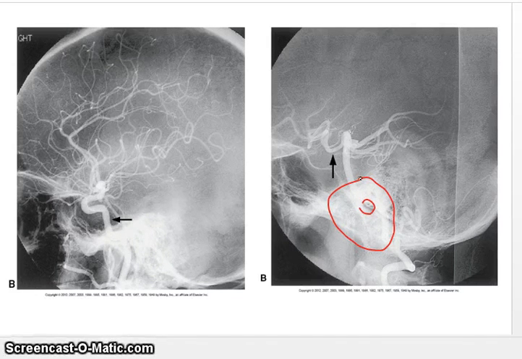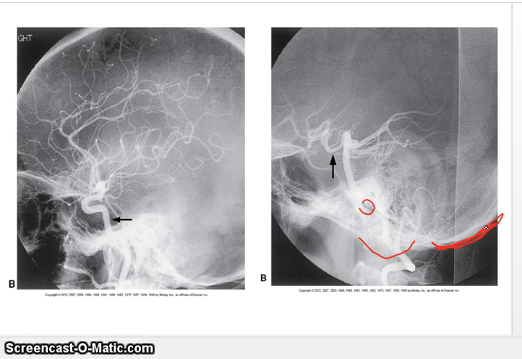Also on the temporal bone, and let me see if I can erase this. Nope. Okay. Also on the temporal bone, you have this here, which is the mastoid process. Here's just the base of the skull, or the occipital bone.